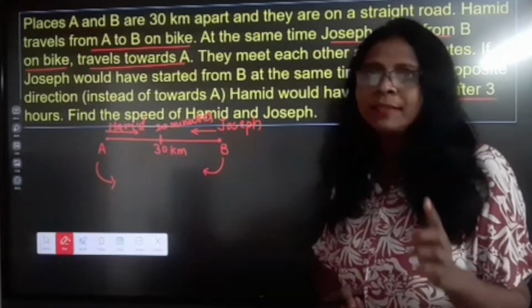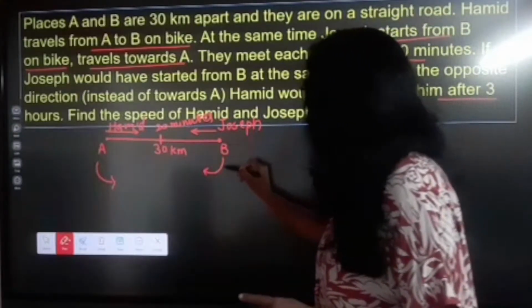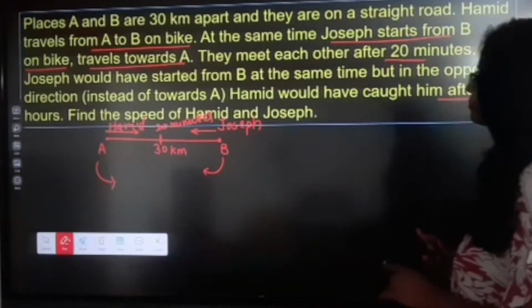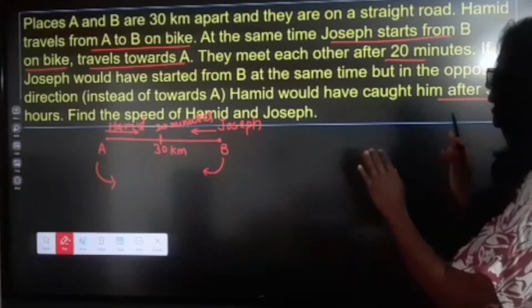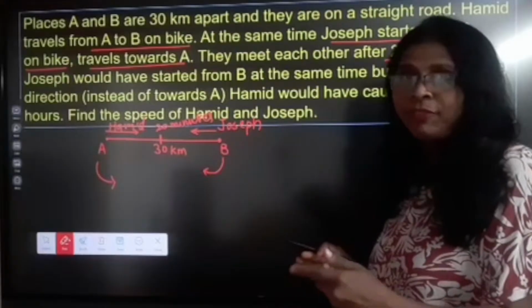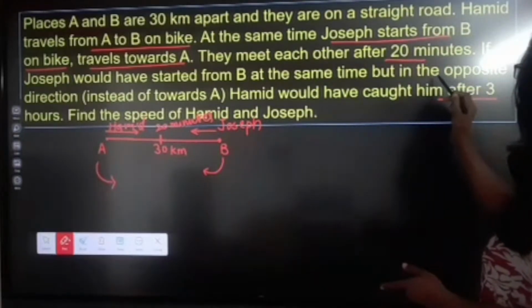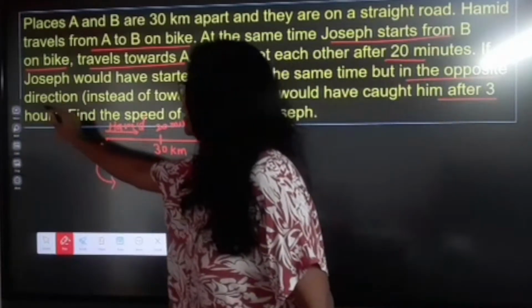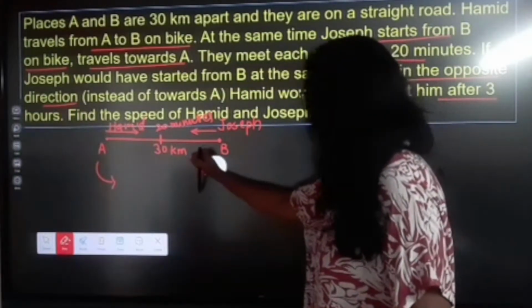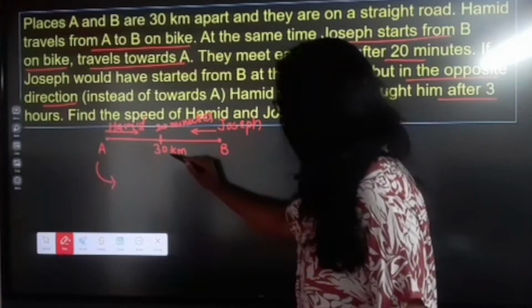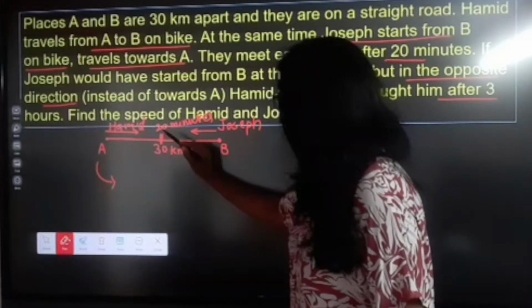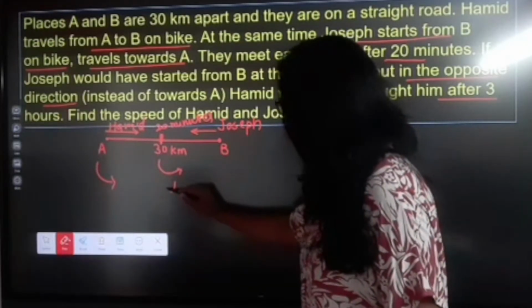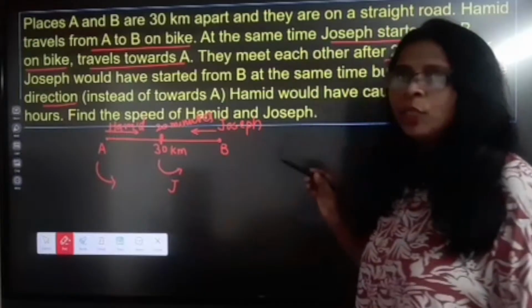Now here, secondly, Joseph would have started from B at the same time, but here he travels in the opposite direction. That means suppose at this point they meet after 20 minutes, and Joseph travels in the opposite way.